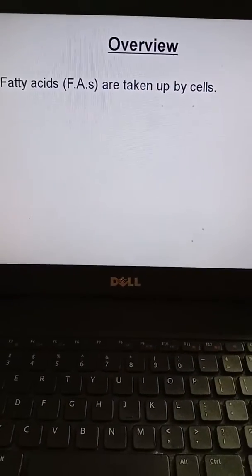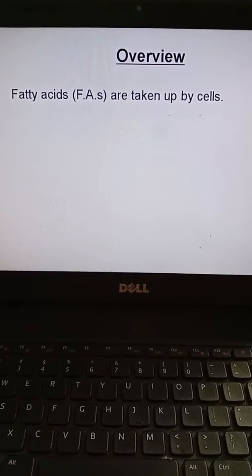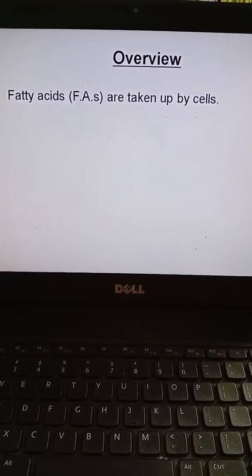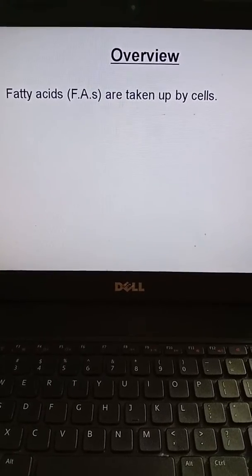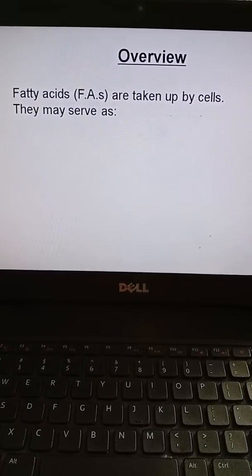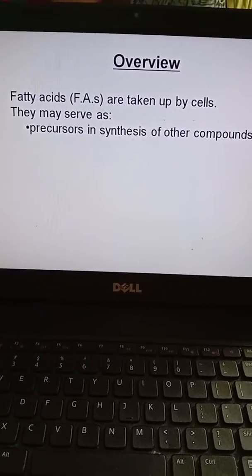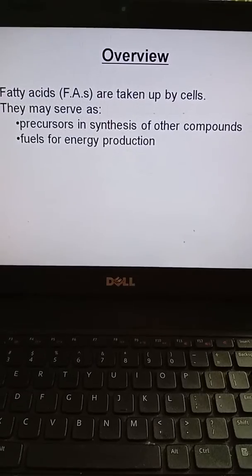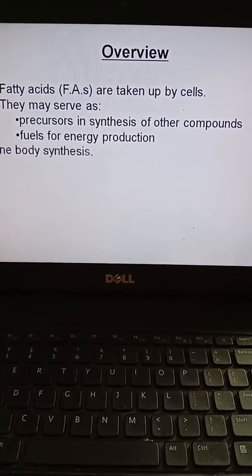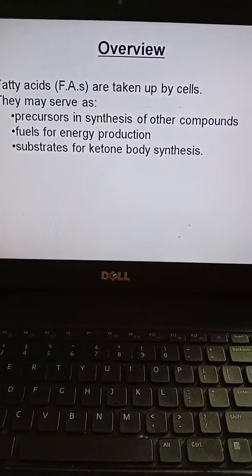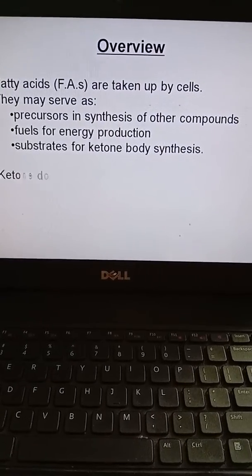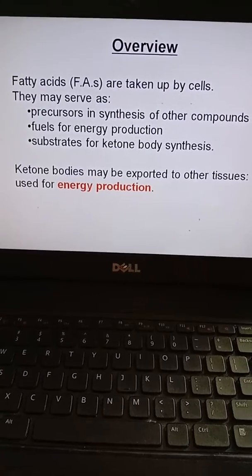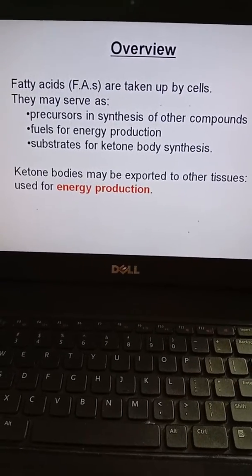See, first of all, we should know what we will be discussing here: fatty acid, glycerol, like this. Whatever fat and fatty acid we take are taken up by the cells. They may serve as precursors in the synthesis of other compounds. They are fuels for energy production. They are the substance for ketone body synthesis. They will form ketone bodies, which may be exported to other tissues and used for energy production.